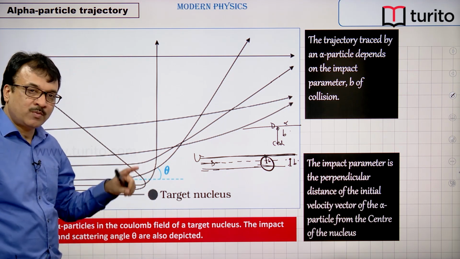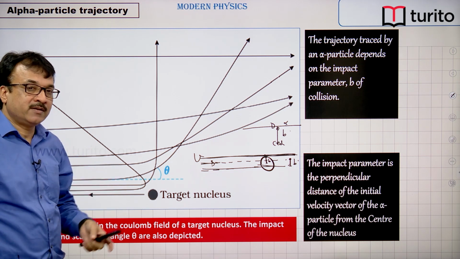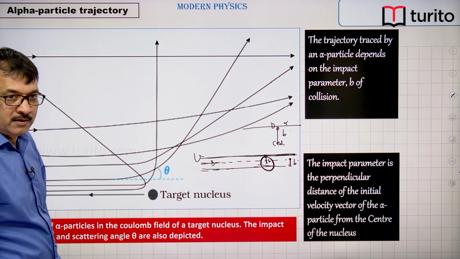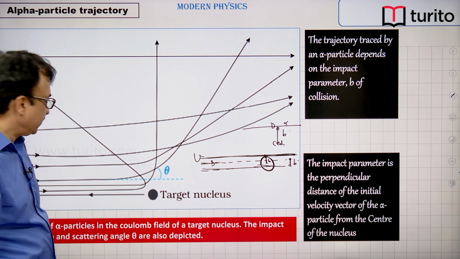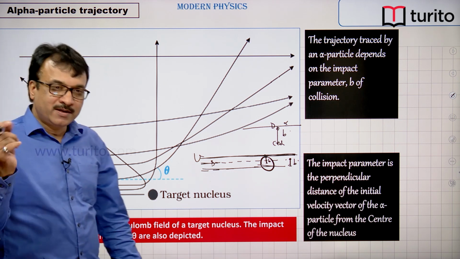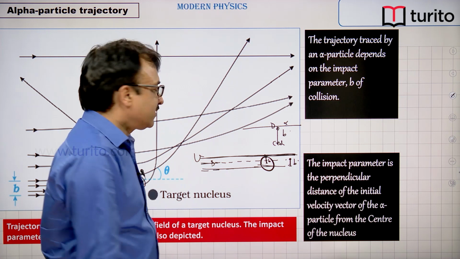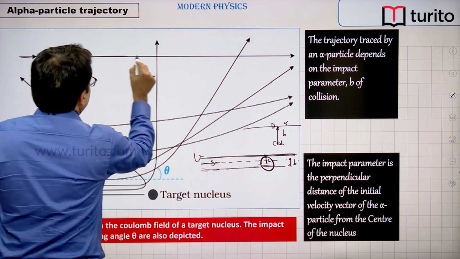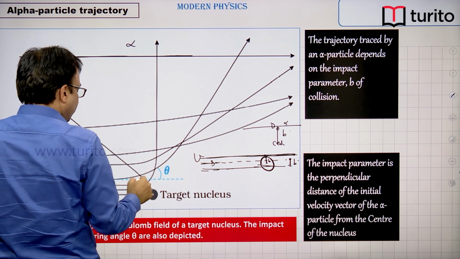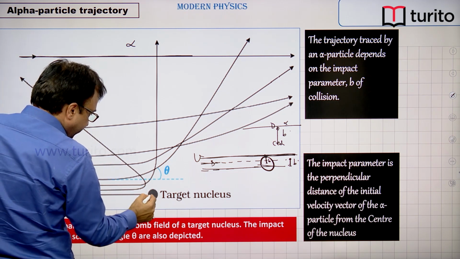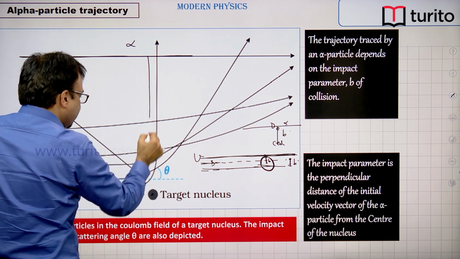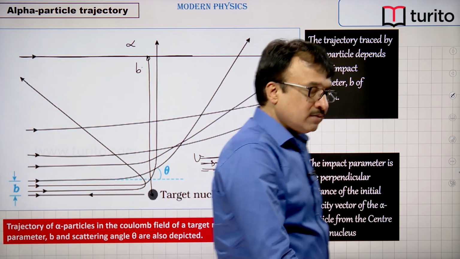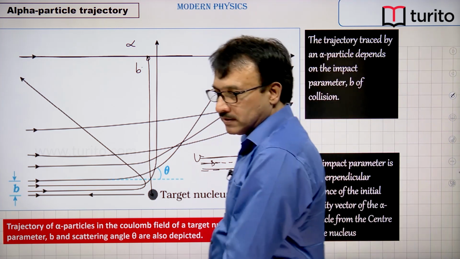Okay. If theta is small, impact parameter is less, scattering is more. I think I have spoken something reversed. If impact parameter is less, then scattering is more, and if scattering is less, it means that impact parameter was greater. Suppose this is an alpha particle which is going without any deviation, without any scattering. For this particle, if this is the target nucleus and this is the center of the nucleus, then this is the impact parameter. So, the impact parameter is too large for this, and there is no scattering.